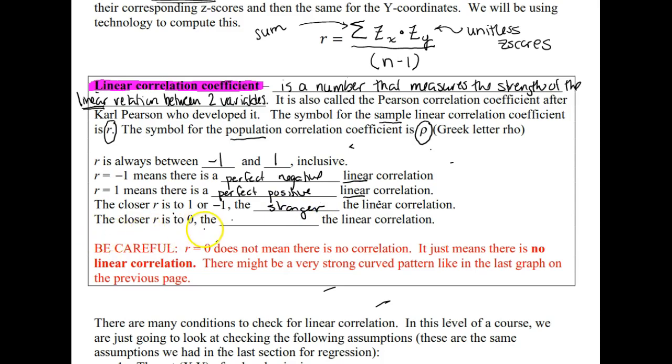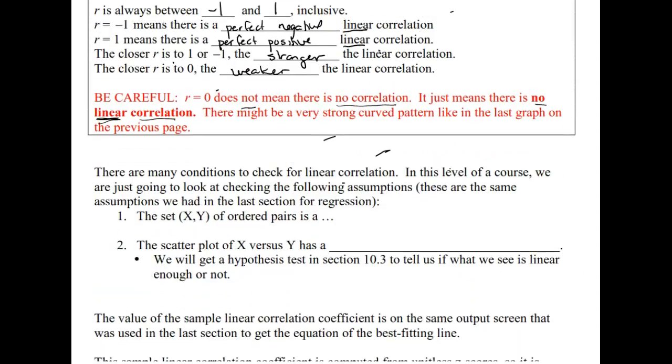And the closer r is to 0, the weaker the linear correlation between those two variables is. Now we need to be careful when r is 0 or close to 0, because that does not mean that there's no correlation. It just means that there's no linear correlation. So there might be a very strong curved pattern like in the last graph on the previous page. Okay, so we need to keep in mind in this course we're just strictly focusing on linear relationships between two variables.